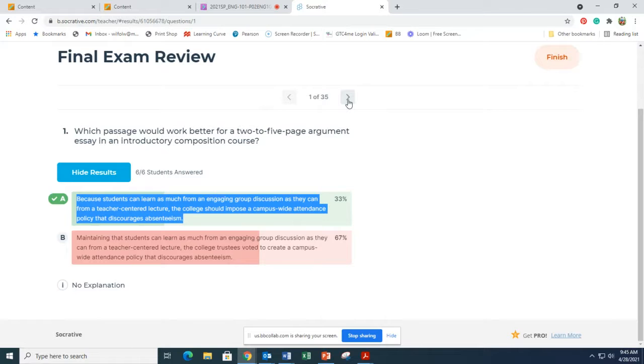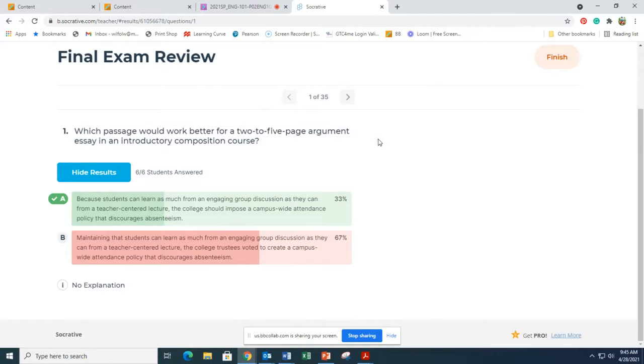Somebody could argue that, let's not focus on absenteeism. People have lots of reasons for needing to be absent. If they can come, they'll come. Let's figure out other ways to help them. I don't know. It's debatable. That's what makes it an argument.